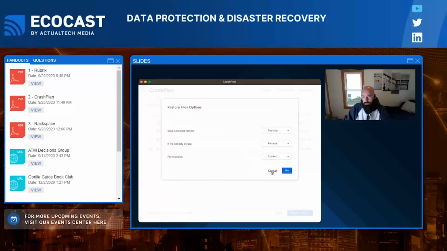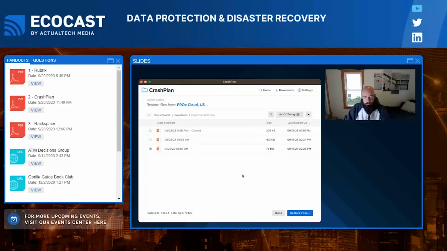So the same process works for malware, accidental deletions, really anything that happens to the end user's device, up to and including hardware failure. Log in on a new device, same username, password, and restore all the data that you need. So that is the end user's perspective.